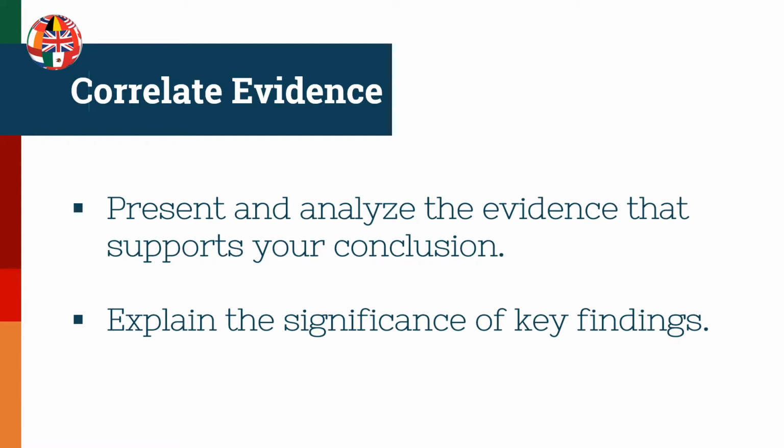You'll need to make sure that you correlate the evidence. Present and analyze the evidence that supports your conclusion and explain the significance of key findings. You don't need to use the terms original source or derivative source or primary information for every single bit of evidence or source that you have found, but you'll need to use it if it makes a difference in understanding what you have found. So make sure you understand the terms of evidence analysis and that you know how to use them in the proper form when writing.